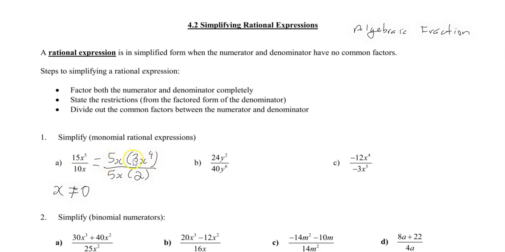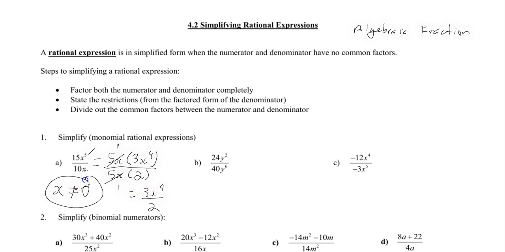So check this, right? 5 times 3 is 15. X times x to the 4th is x to the 5th. Okay, yep, that one works. 5 times 2 is 10, and then the x. That one works. Cross off the 5x's. Whenever you cross off top and bottom, always put a 1. And we are left with 3x to the 4th over 2.